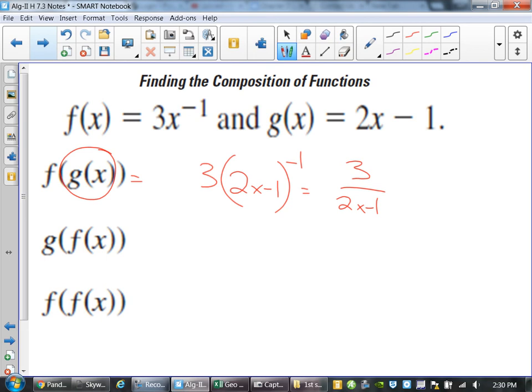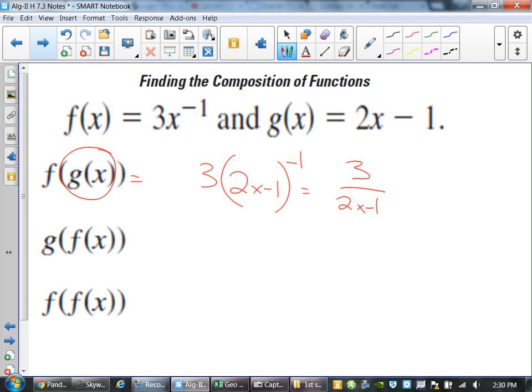Could you have just started with 3 over the expression, raised to the negative 1? Yeah, you can. And sometimes it's quicker just to leave it how it is, because then your exponents sometimes will cancel out and drop out and stuff like that.